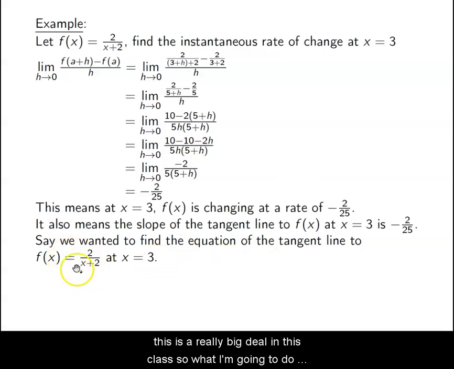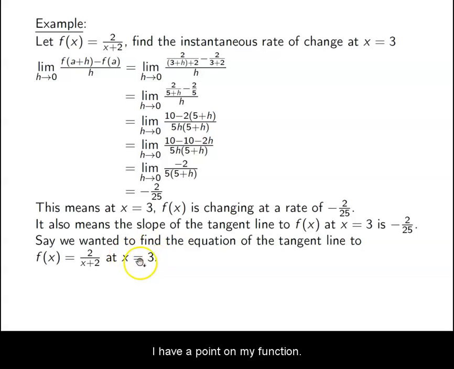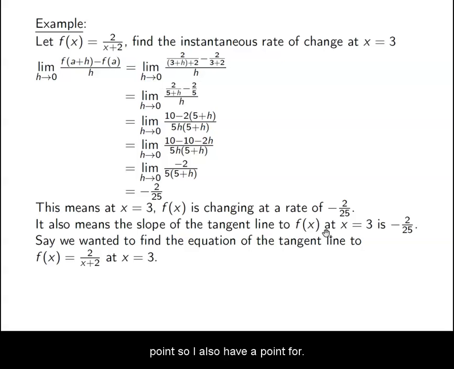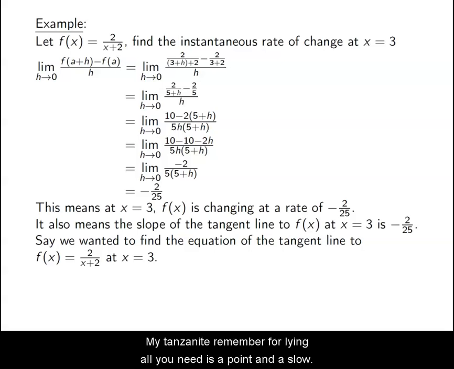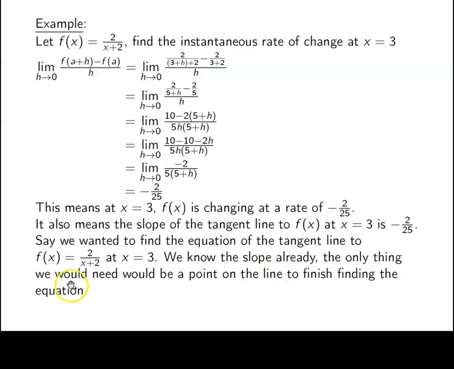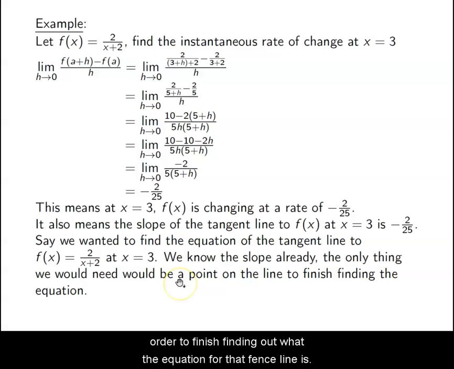So what I'm going to do is, I know that I have a point on my function. I know that at that point in my function, that is when the tangent line is also connected to that point. So I also have a point for my tangent line. So remember, for a line, all you need is a point and a slope. Okay, if I have the slope and a point for that line, I can draw that line. So we already know what the slope is, negative 2 over 25. The only thing I would need is a point on my line in order to finish finding out what the equation for that tangent line is.